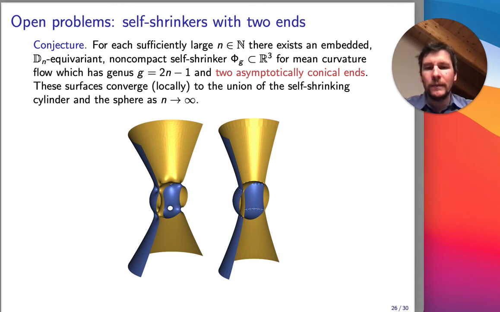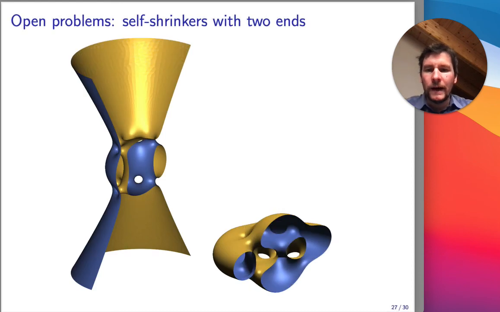Now the problem with the min-max approach is that you would probably need to use two parameters, and again you have this very delicate issue of controlling the ends. And here the conjecture would be that these surfaces converge locally to the union of the cylinder and the sphere as genus goes to infinity.